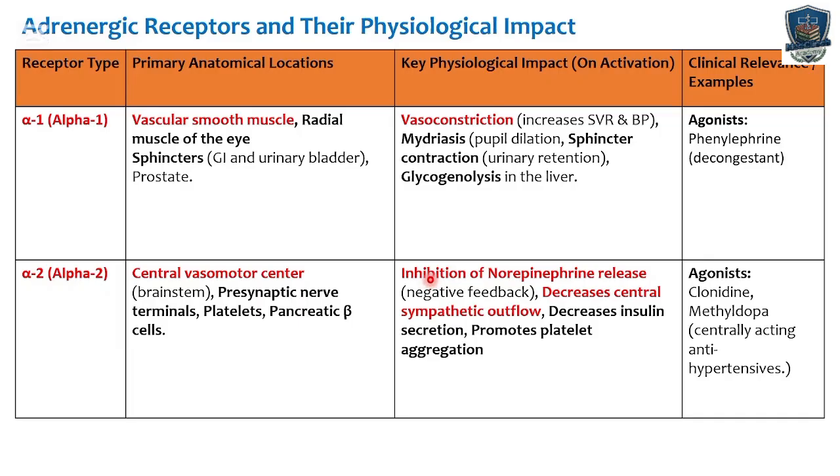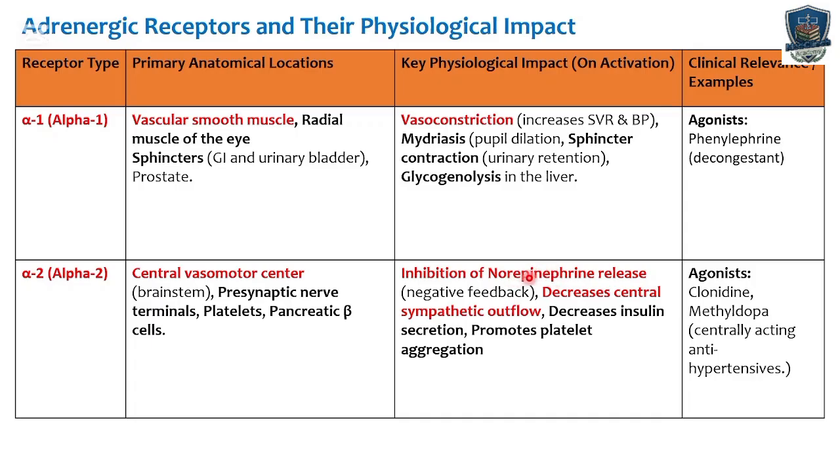Alpha 2 receptors lead to inhibition of norepinephrine release via the negative feedback loop. Apart from that, they also decrease the central sympathetic outflow. These two effects have an impact on the blood pressure. So unlike alpha 1, alpha 2 works against the sympathetic activity. Why? They inhibit the release of norepinephrine. Remember, norepinephrine is an example of the catecholamines that cause an increase in the blood pressure. So alpha 2 receptors inhibit the release of norepinephrine.